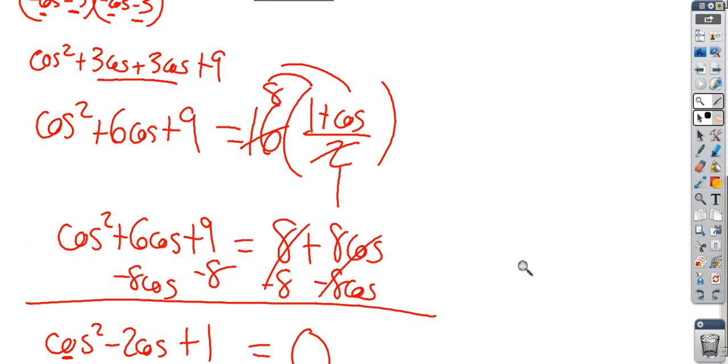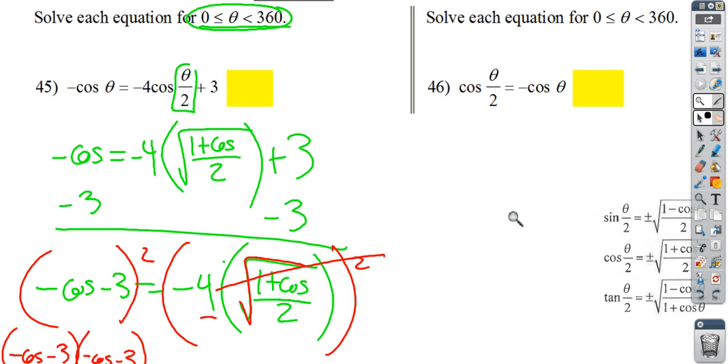And it's not a bad idea to check by plugging that back in. This is pretty easy to plug in. So let's test it. So the negative cosine of 0 degrees, well, cosine of 0 degrees is 1, so that becomes negative 1. This right here is also going to be 0, because 0 over 2 is 0, so we'd have negative 4 times cosine of 0, which is 1, so negative 4 times negative 1 is negative 4, plus that 3, negative 4 plus 3 is negative 1, and that works. It does check out, so 0 turns out to be our only solution right there.